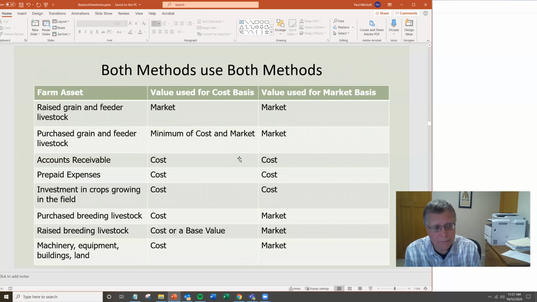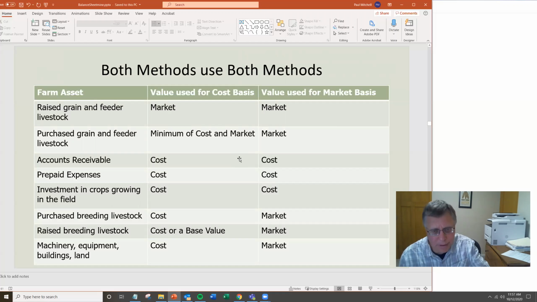The raised grain and feeder livestock, the animals on the farm or the grain you grew yourself, both the market basis and the cost basis balance sheet recommend using the market basis to value those assets. But purchased ones, they actually recommend on the cost side to use whichever is lower, the cost or the market value. I actually said that wrong. If you bought some grain and it goes up in value, you stay with the original purchase price. If you bought some grain and it goes down in value, you use its current market value.